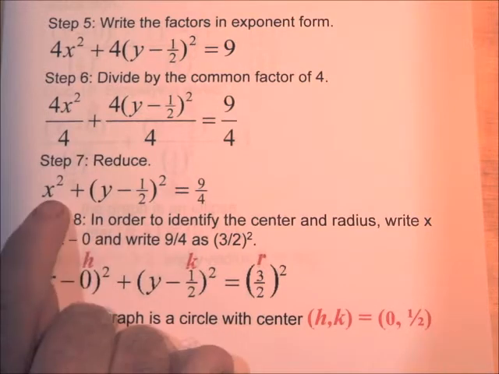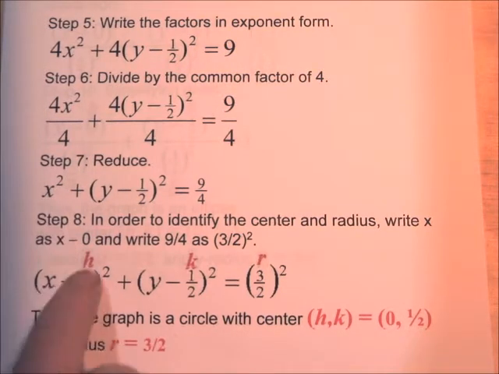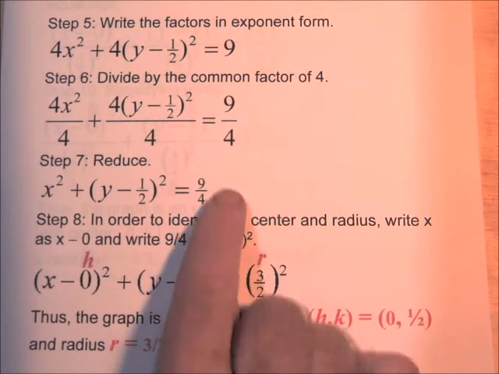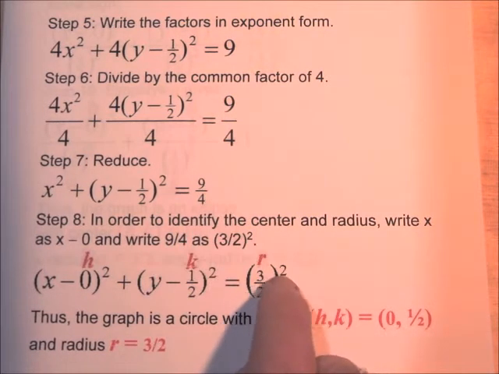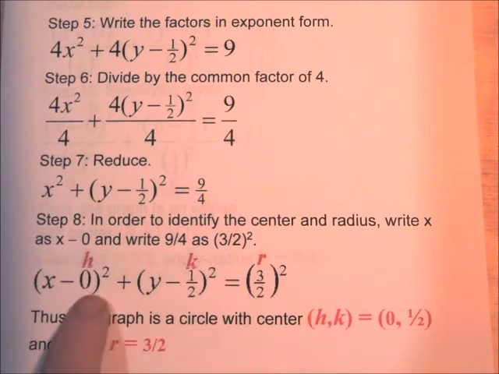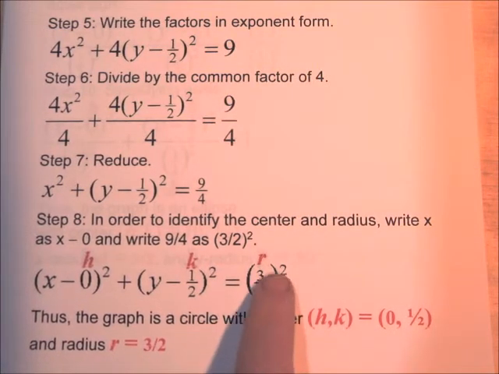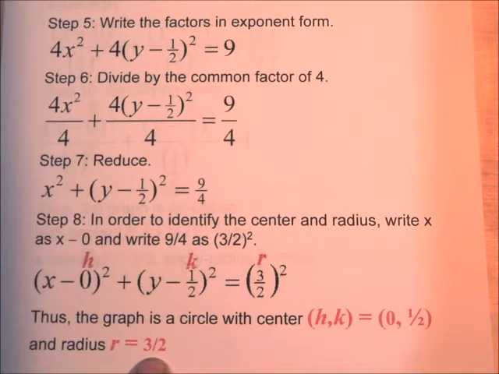So we want to write this x squared as x minus 0 squared because there's no x term. So we can write x as x minus 0 quantity squared. And 9/4 we can write as 3/2 squared. So this is going to be a circle. The center is going to be (0, 1/2). It's (h, k) equals (0, 1/2). And the radius is going to be 3/2.